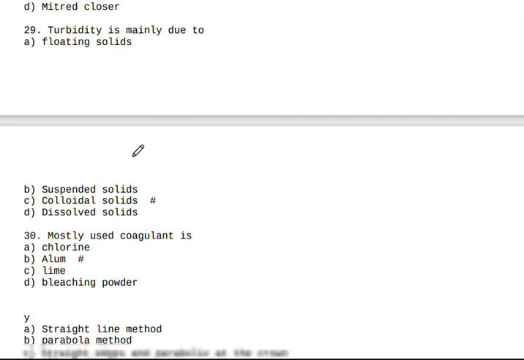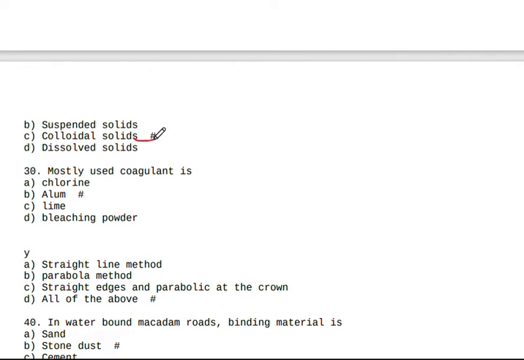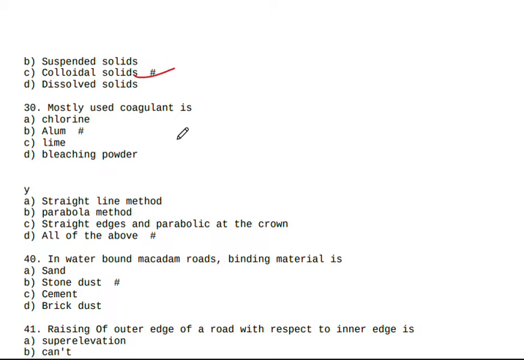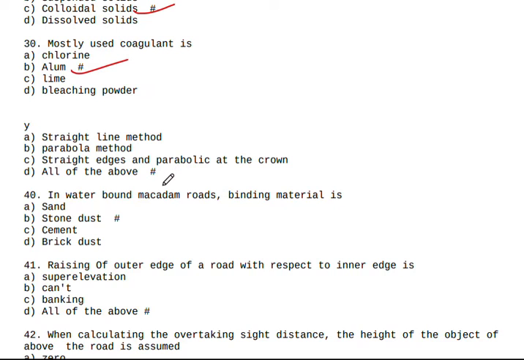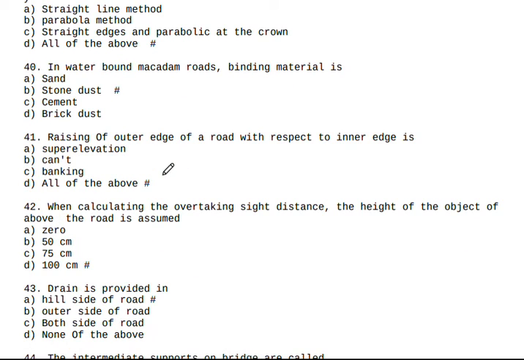Turbidity is mainly due to colloidal solids. Mostly used coagulant is alum. In water-bound macadam roads, binding material is stone dust.